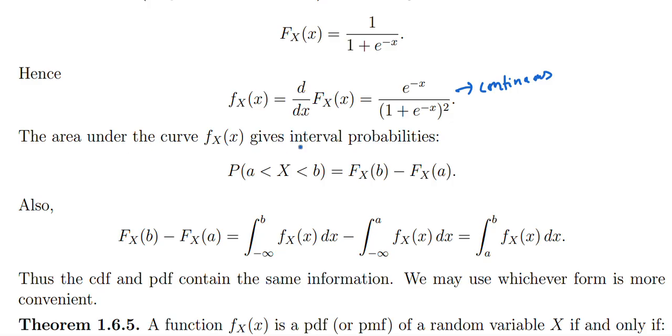So taking a derivative of this gives you this one, the area under the curve. Yes, we just showed this in the previous steps. This is true because you can give equality here, and this comes from here, and this is just from calculus. So the area under the PDF gives you the interval probabilities. That is really true.